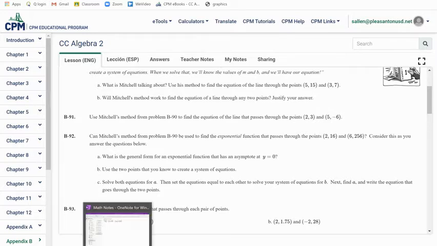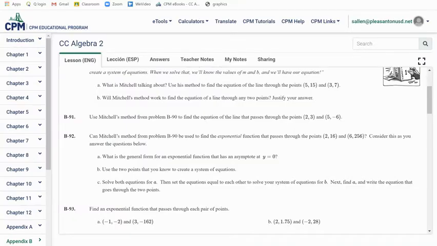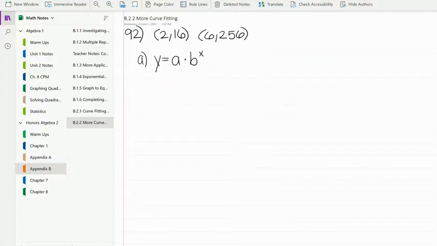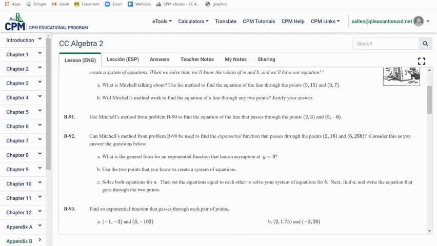So the first thing we want to do is write what the general formula is for an exponential function. That's going to be y equals a times b to the x. The next question is asking us to use the 2 points that you know to create a system of equations. So I'm going to plug in the 16 for y and the 2 for x, and then do the same thing for 256 equals a times b to the 6th. And the last step is to solve both equations for a, and then set the equations equal to each other to solve your system of equations for b.